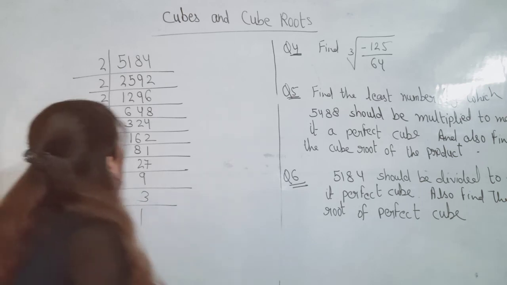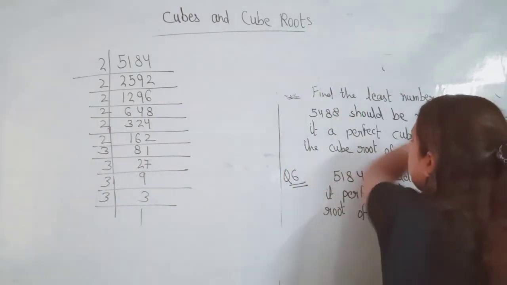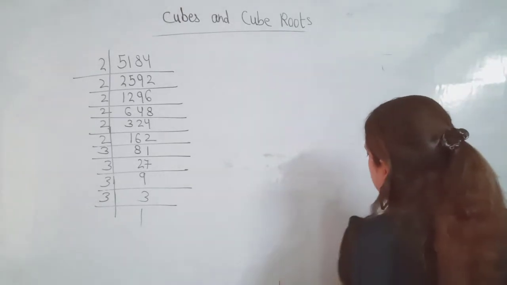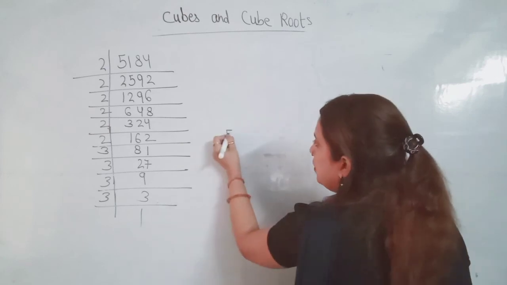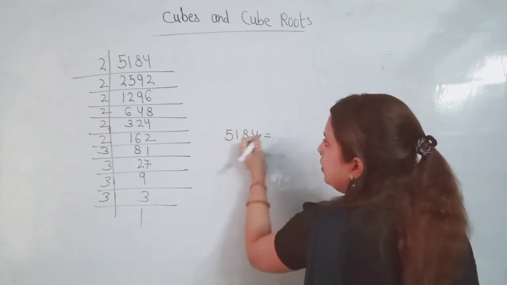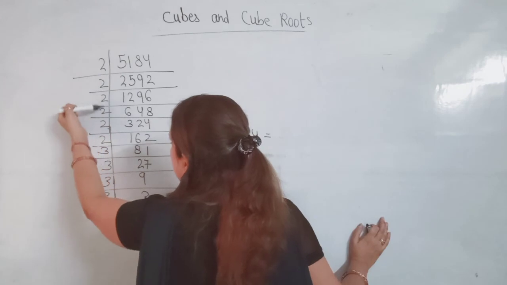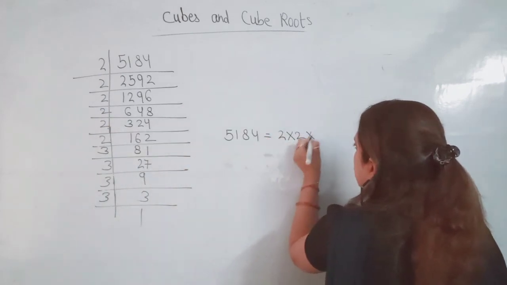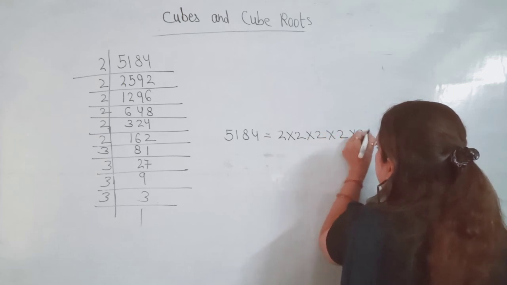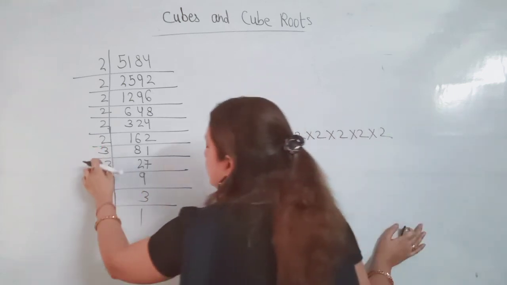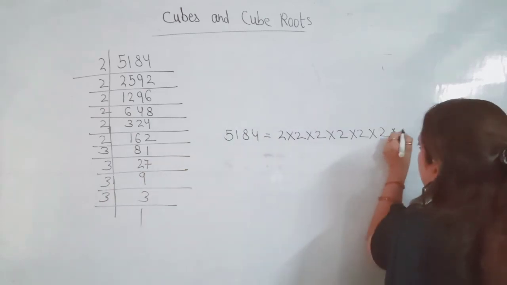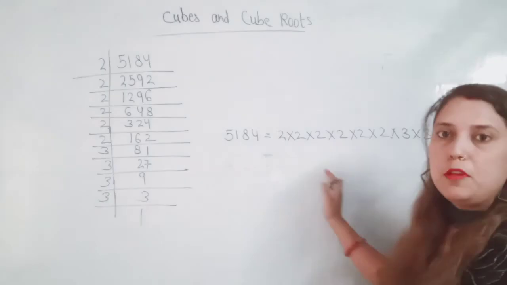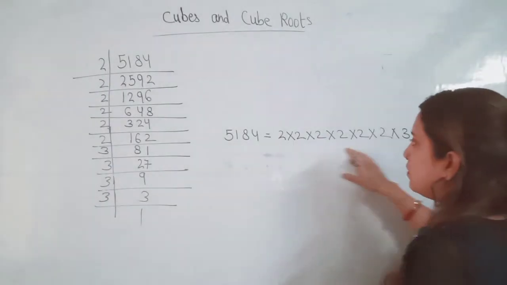Okay, after that write down the prime factors. So 5184 is equal to 2 how many times? 1, 2, 3, 4, 5, 6. 2 into 2, 3, 4, 5, 6, and 3 one, two, three, four. After that we will make the triplets of the factors.